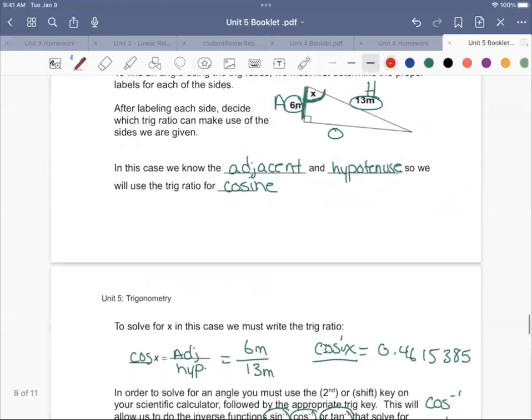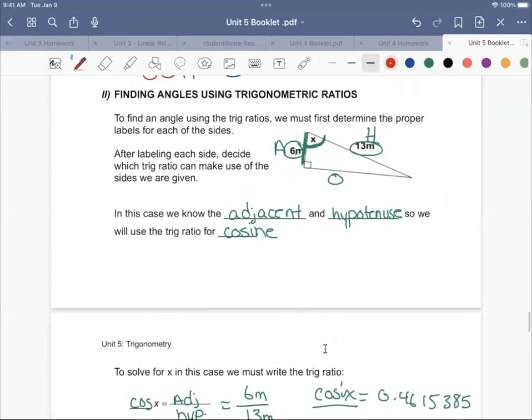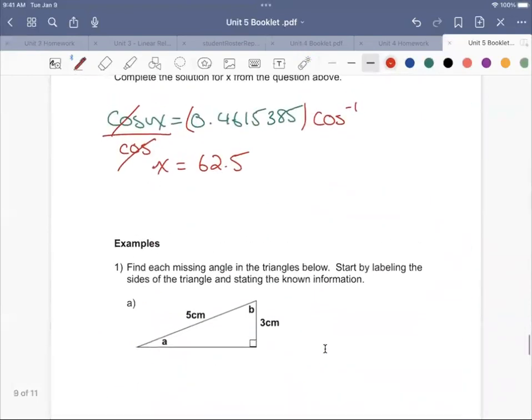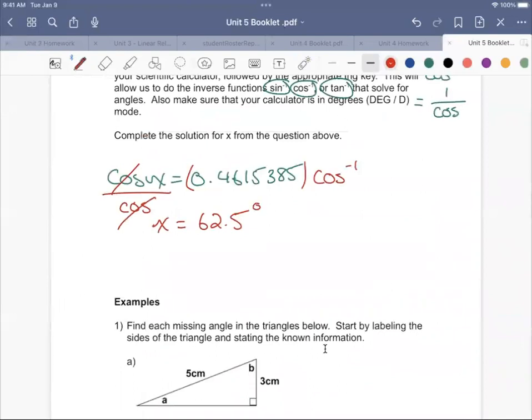So I know now that if the adjacent side is 6 meters and the hypotenuse is 13 meters, that means that angle x is roughly 62.5 degrees.